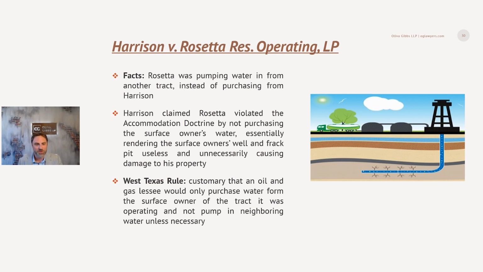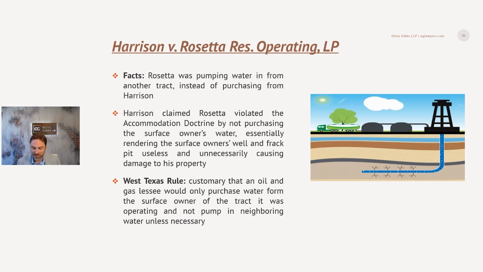So here, Rosetta was pumping water in from another tract instead of purchasing it from Harrison. The background here was that there was a prior mineral rights lessee, which happened to be Comstock, that allegedly had caused damage to Harrison's surface estate. They had destroyed a drainage ditch during road construction operations. There was a lawsuit and there was a settlement.